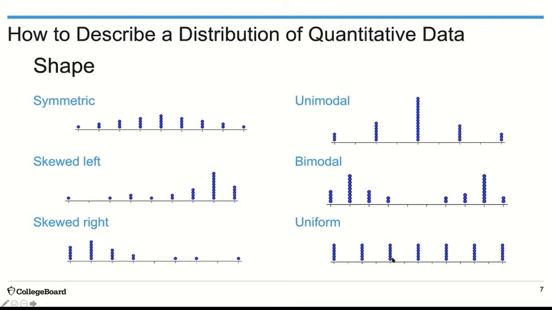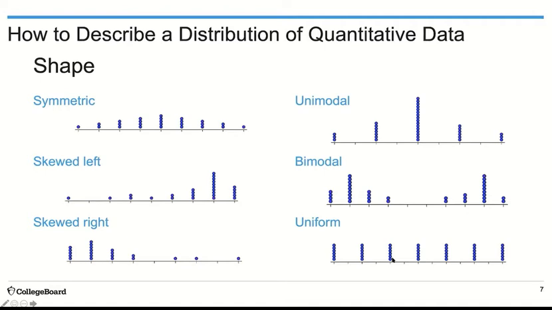Skewed to the left and skewed to the right. I want to make sure you understand right now that skewed to the left, we call that a tail. If you look at this skewed to the left, the data kind of trails off to the left. There's a tail going out to the left-hand side. That's why it's skewed left. Skewed right has the tail on the right side.